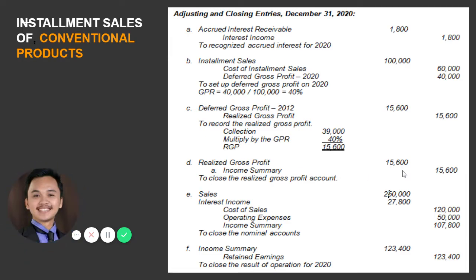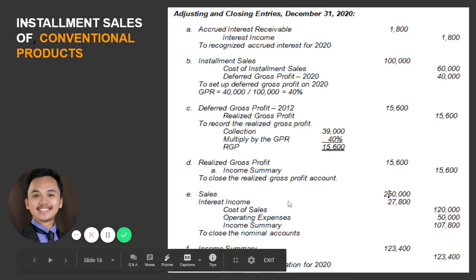Meaning, that realized gross profit, that 15,600 out of the 40,000 nga gross profit nato for the entire sale transaction lang ang atuang i-recognize sa atuang income summary or will be reflected in our statement of comprehensive income. So, katong balance nato nga deferred gross profit, which is 40,000 minus 15,600, next time na nato to sila i-report sa comprehensive income kung ma-realize na nato sila.